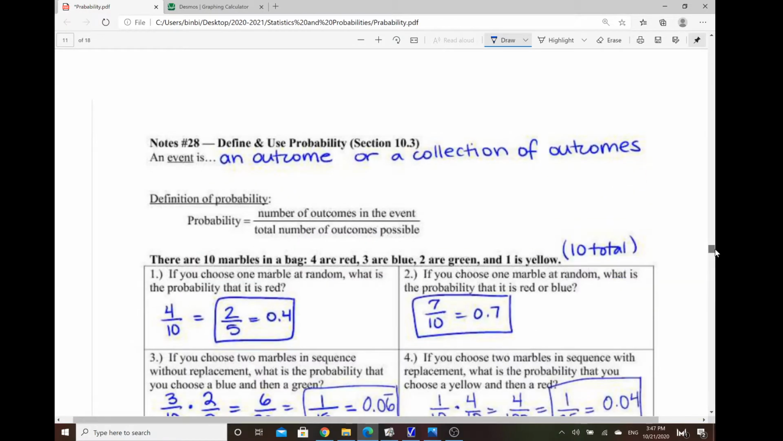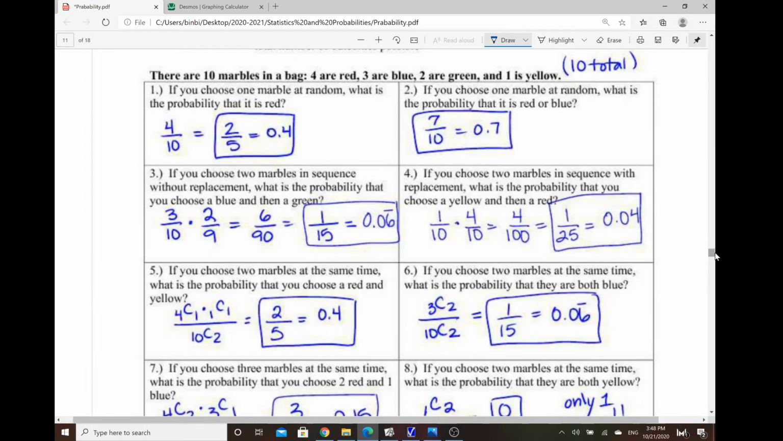The normal definition of probability is always the number of outcomes in the event divided by the total number of outcomes possible. So let's say you choose one marble at random. What's the probability that it's red? Let's say we have four red marbles, 3 are blue, 2 are green, and 1 is yellow, so the total is 10. So it's 4 over 10. There's only one thing involved here, selecting the red marble.